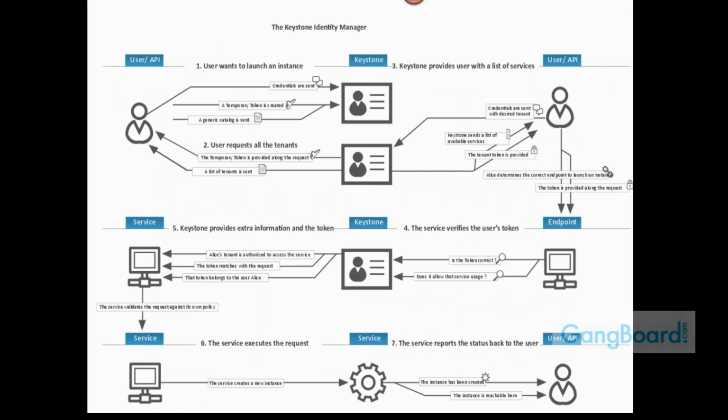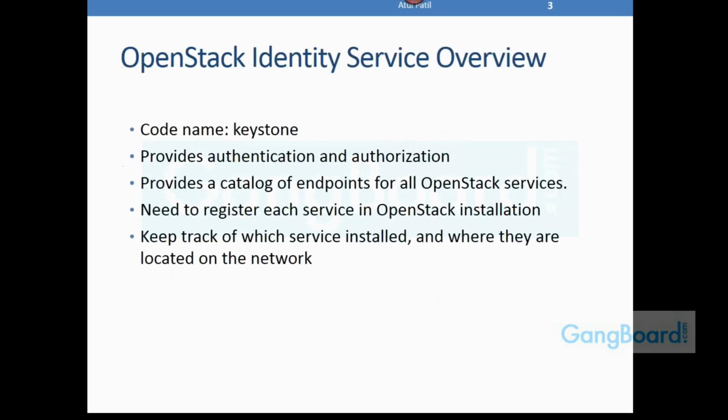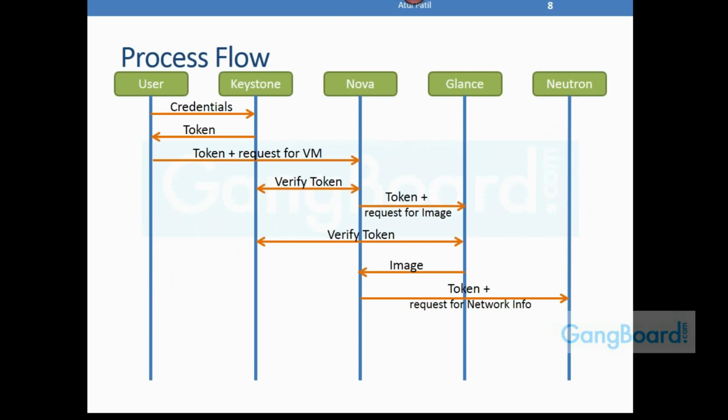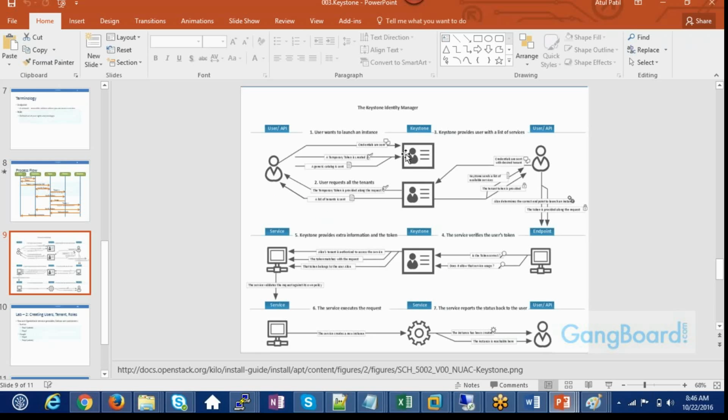Here I mentioned the Keystone Identity Manager. We just go here. So user API, you can see here, user wants to launch an instance. User, Keystone API. It looks very difficult to understand here.